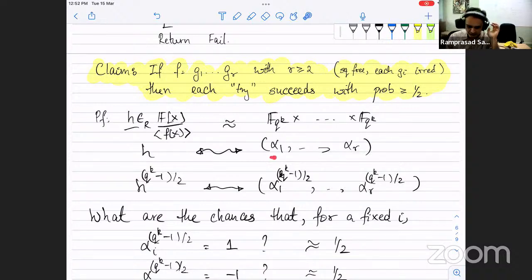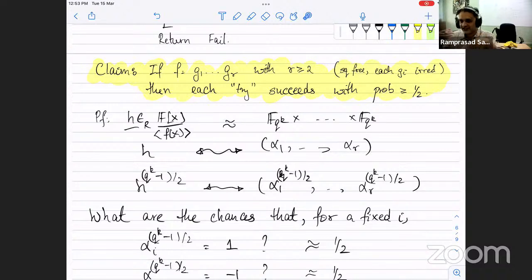At this point, all I was told is that the alphas were chosen at random. If I chose h at random, that's the same thing as saying these alphas are chosen at random. Some of them could be 0, some of them could be non-zero, all sorts of crazy elements. So I somehow want to increase the chances of some of them being 0 and some of them being non-zero. So I perform this operation, which is raising to the power (q^k - 1)/2. Now I'm guaranteed that each of the coordinates is one of only 3 possibilities: either 0, or plus 1, or minus 1. And fortunately, plus 1 and minus 1 happen roughly with probability half.